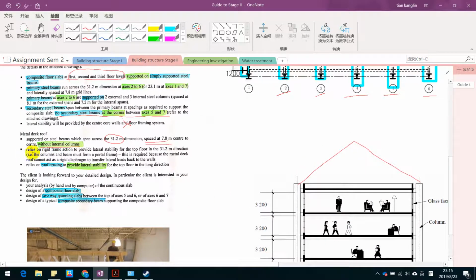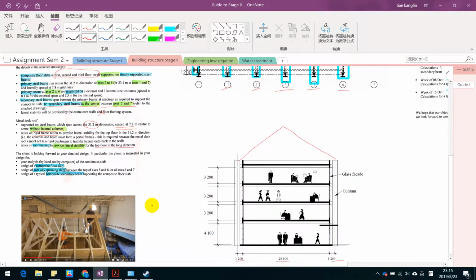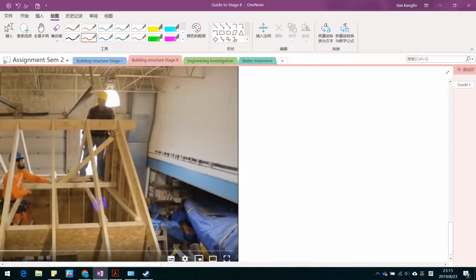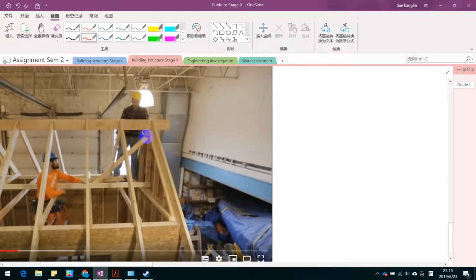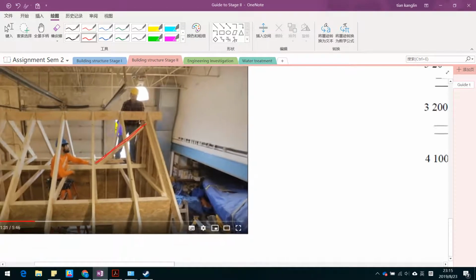The second point is that it relies on rigid frame action to provide lateral stability. I guess we need to do some calculations on the rigid frame action. So it relies on the roof bracing to provide lateral stability for the top floor in the long direction, and that is explained here. I YouTubed it. So the roof bracing is here. As you can see, those things.